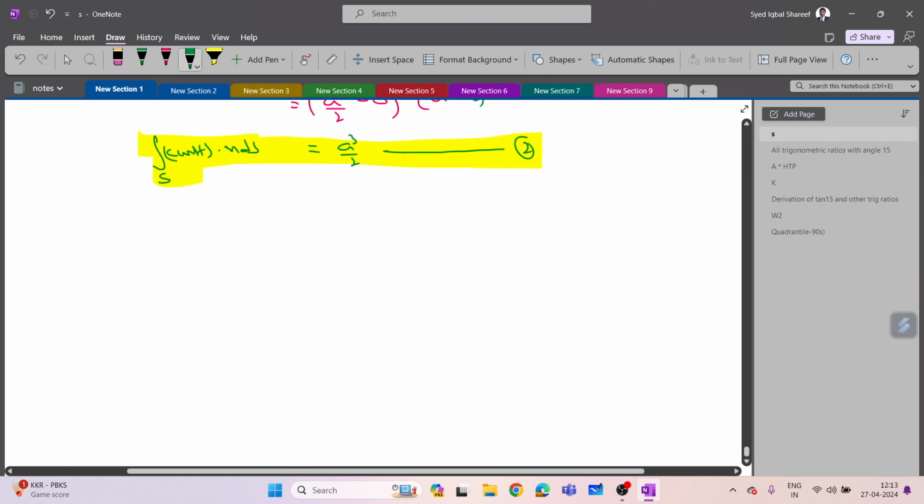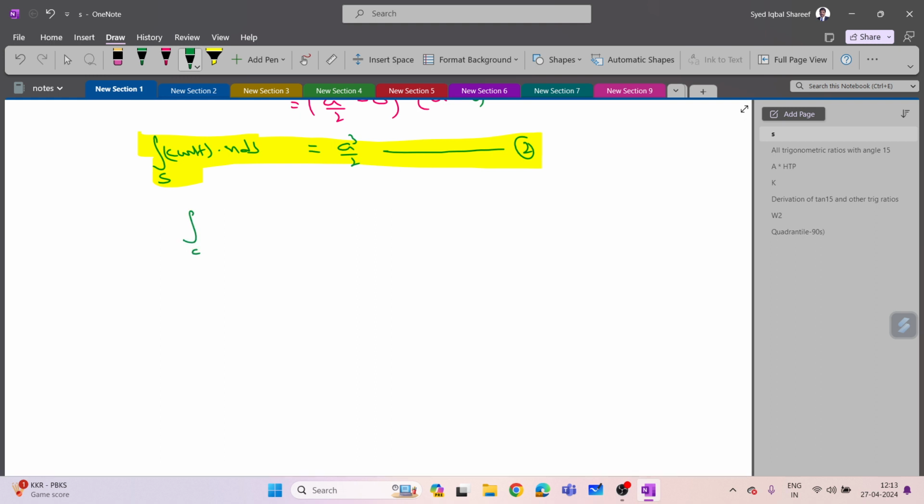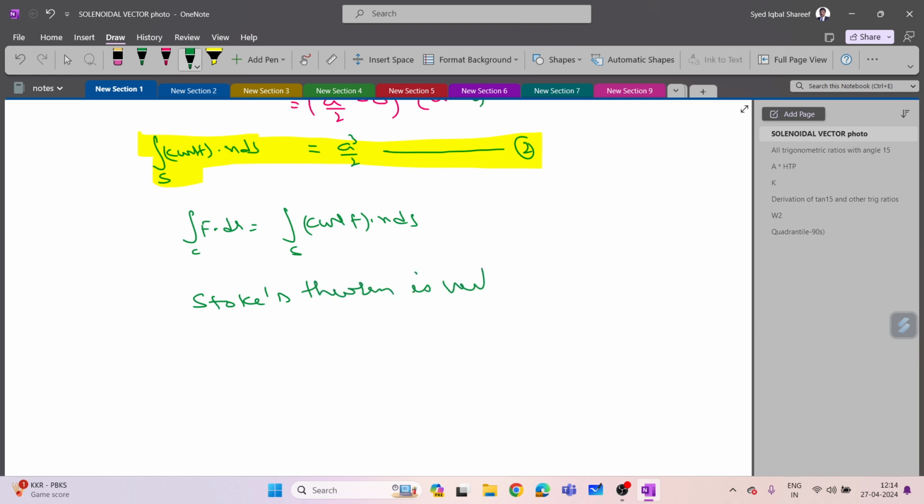So therefore, integration taken over the curve f dot dr is same as integral taken over the surface curl f dot n ds. Therefore, Stokes' theorem is verified. I know it is a little bit big, but we have to go. That is the only way to work out all the steps.